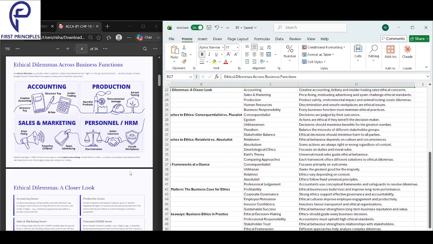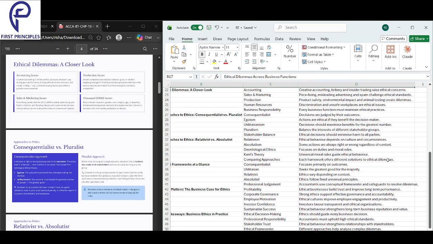Taking a closer look at the dilemmas, firstly, creative accounting. They started doing wrong accounting, bribery, insider trading. By doing this, they raised some ethical concerns. Sales and marketing: price fixing, misleading advertising, and spam challenge the ethical standards. They start fixing the prices, misleading advertising, running wrong ads.